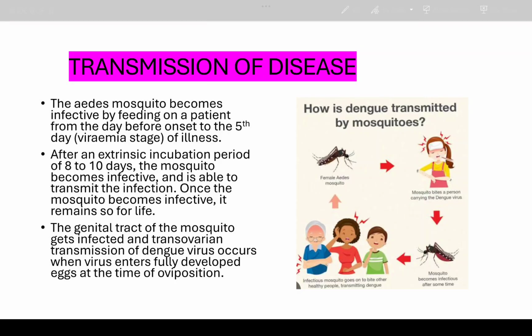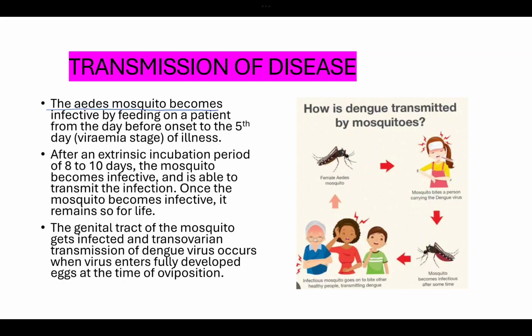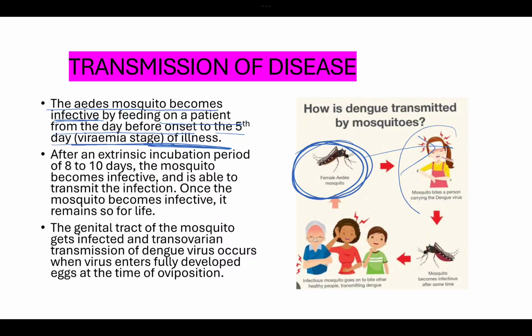The Aedes aegypti mosquito, now we'll see the transmission of the disease. The Aedes aegypti mosquito becomes infective by feeding on a patient from the day before onset to the 5th day, that is the viremia stage of the illness. Is it clear? So what they are saying is, this mosquito becomes infective by feeding on a patient when the patient is in the viremia stage of the illness. Viremia is when the dengue virus is circulating in the blood. This is known as the viremia stage.